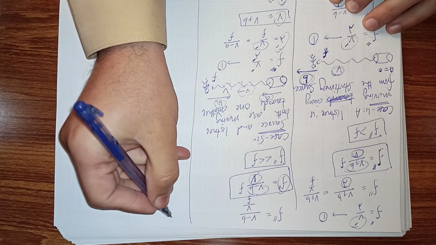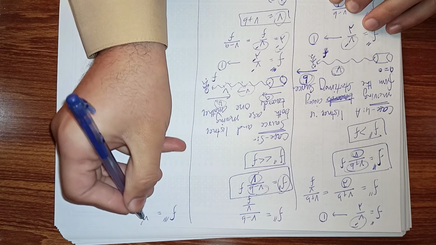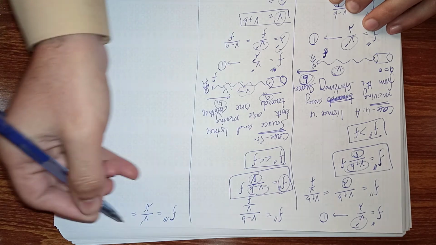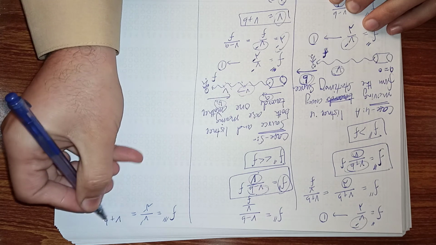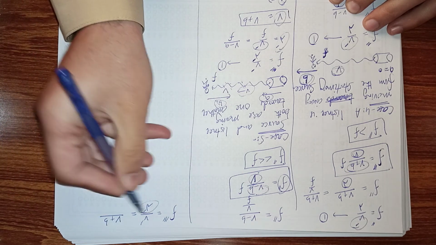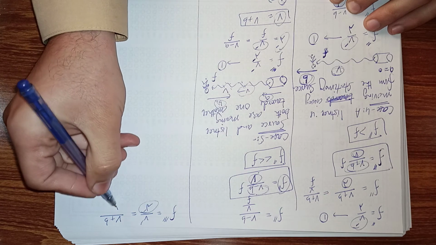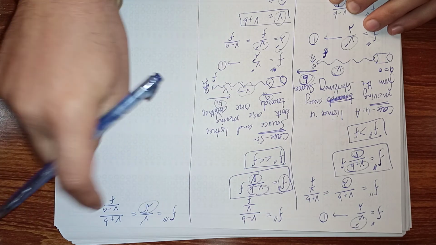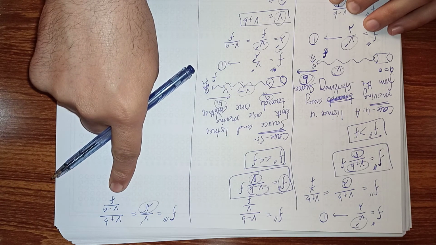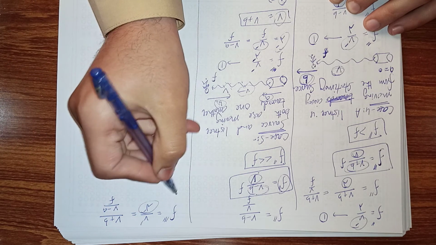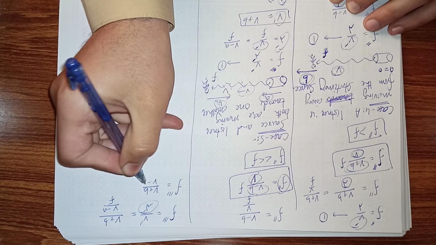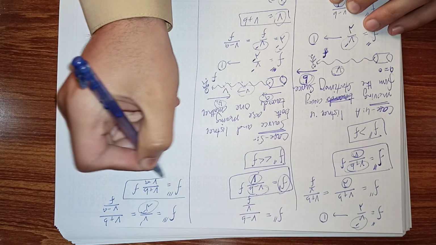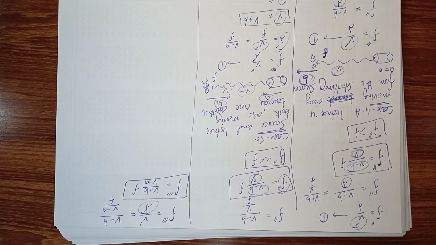In equation 1, f triple prime is equal to v prime divided by lambda prime. So what is the value of v prime? The value of v prime is v plus b. And what is the value of lambda prime? The value of lambda prime is (v minus a) divided by f. Now here f is present in the double division, so shift it up. So we will get f triple prime is equal to (v plus b) divided by (v minus a) into f. So this is the final equation of the apparent frequency.